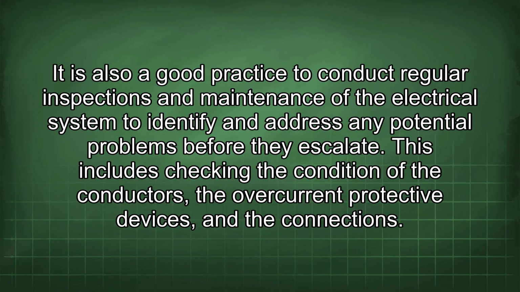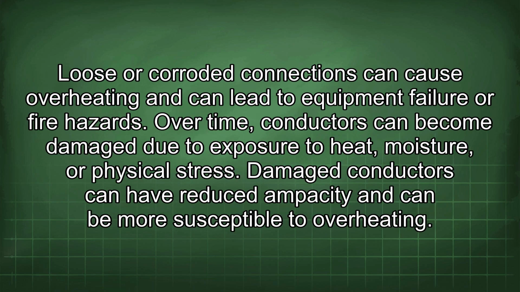It is also a good practice to conduct regular inspections and maintenance of the electrical system to identify and address any potential problems before they escalate. This includes checking the condition of the conductors, the overcurrent protective devices, and the connections. Loose or corroded connections can cause overheating and can lead to equipment failure or fire hazards. Over time, conductors can become damaged due to exposure to heat, moisture, or physical stress. Damaged conductors can have reduced ampacity and can be more susceptible to overheating.